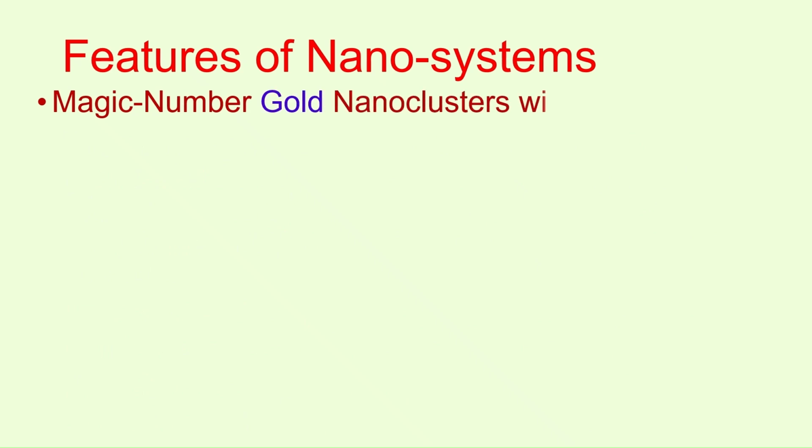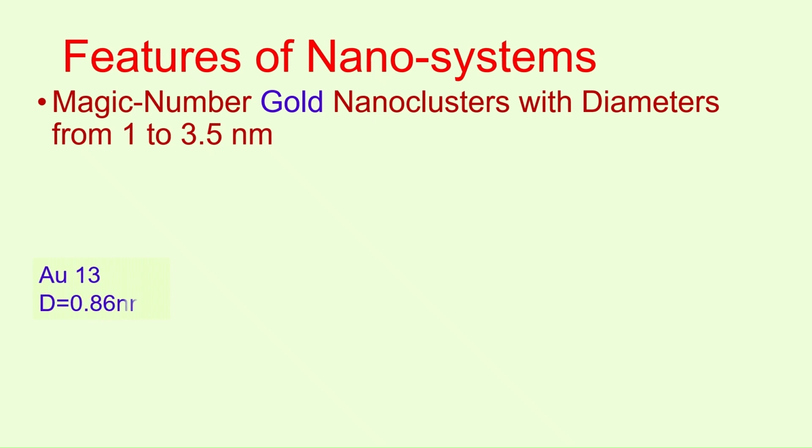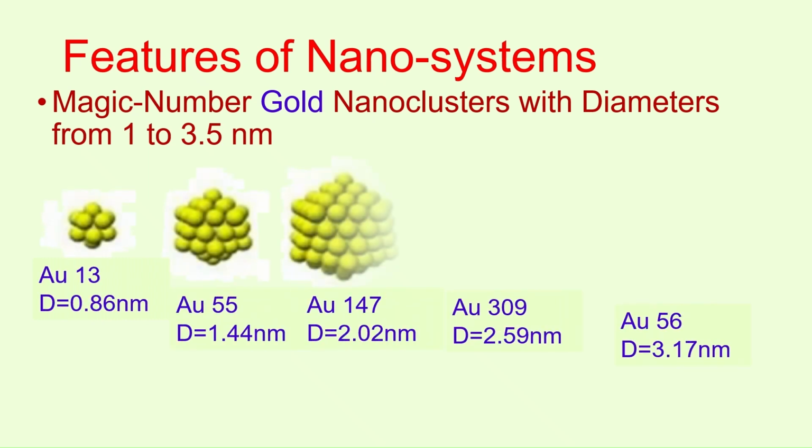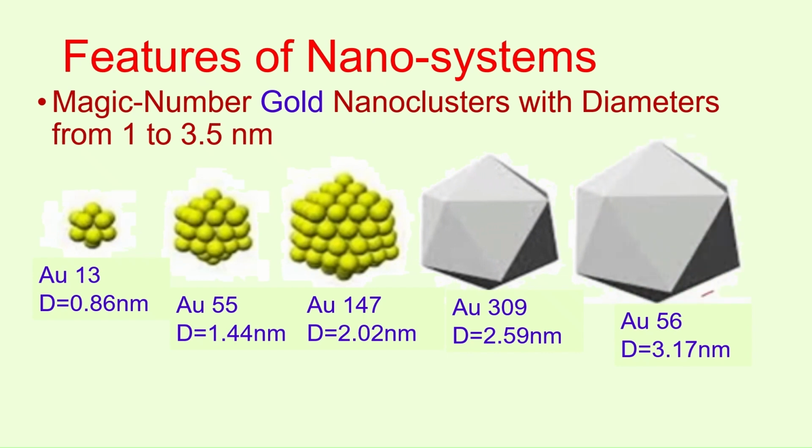Magic numbers of gold nanoclusters with diameters from 1 to 3.5 nanometers are shown here for your clarity. Note them carefully.